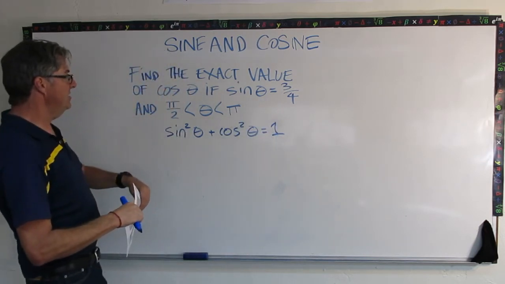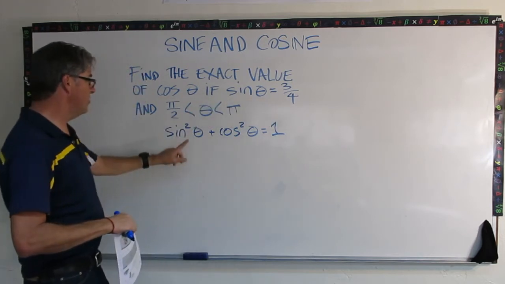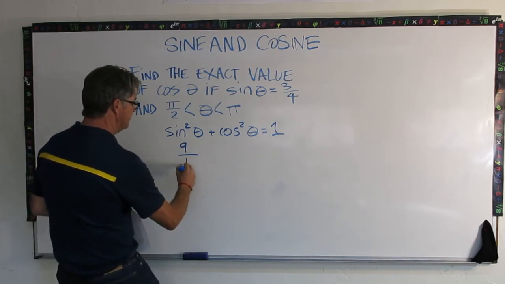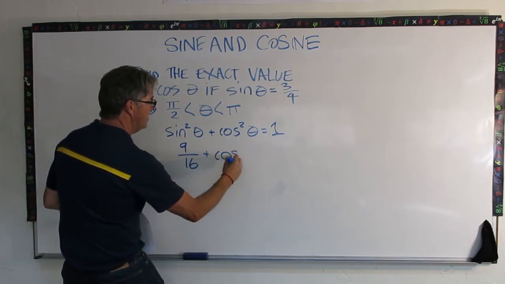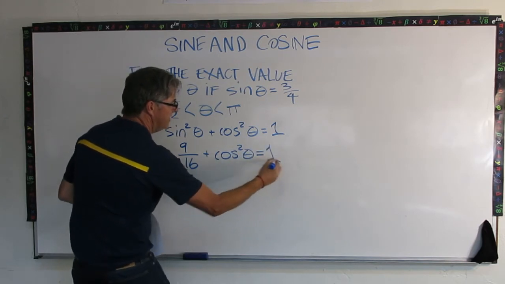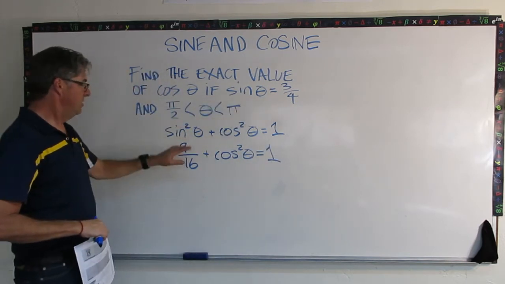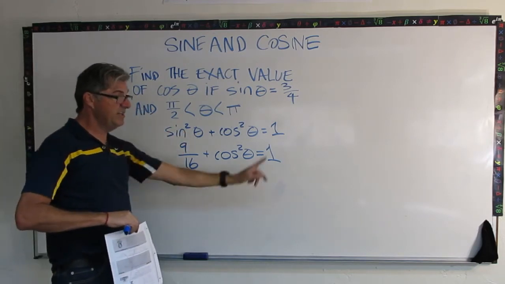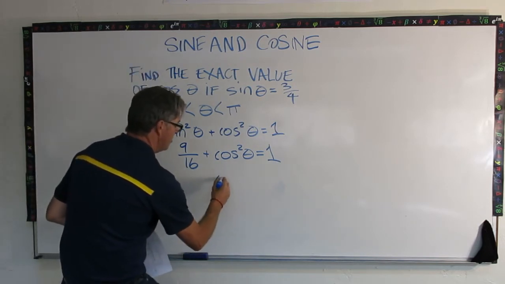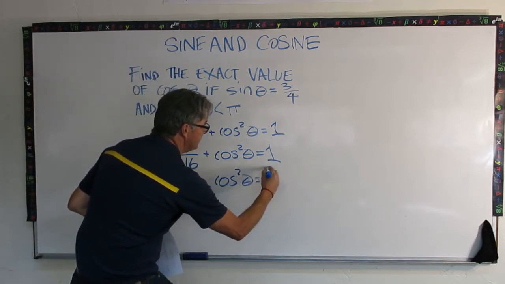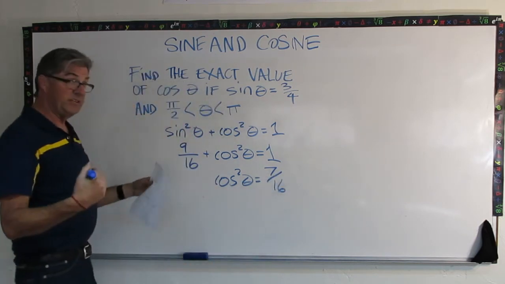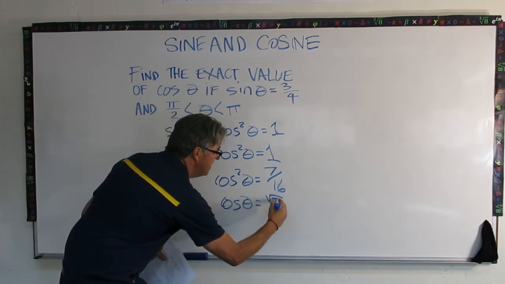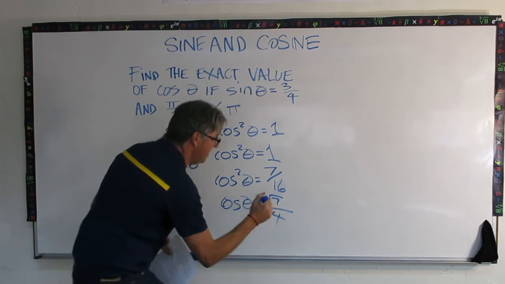Let's substitute in. We know that sine theta is 3/4, so sine squared theta is going to be 9 over 16, plus cosine squared theta equals 1. I just plugged in 3/4 for sine theta and squared it to get 9 over 16. Subtracting 9 over 16 from each side, I get cosine squared theta equals 7 over 16. And then take the square root of both sides. Cosine theta equals root 7 over 4, and there's a plus minus there.